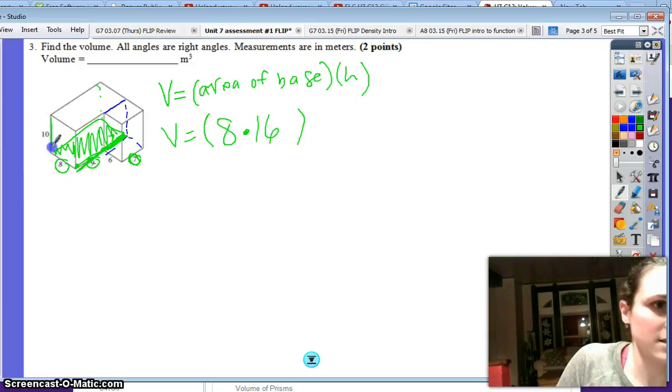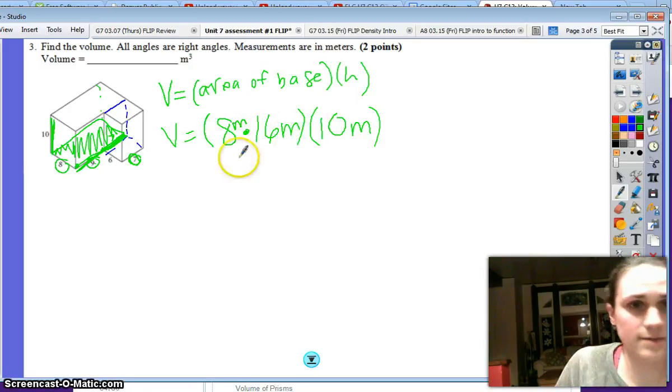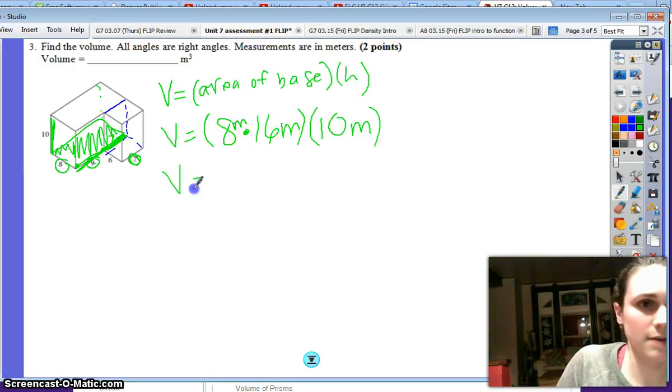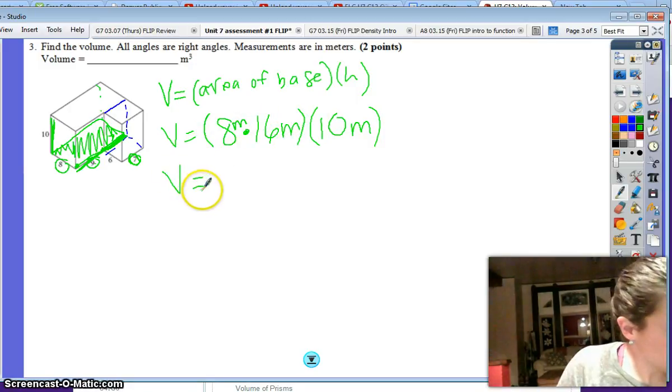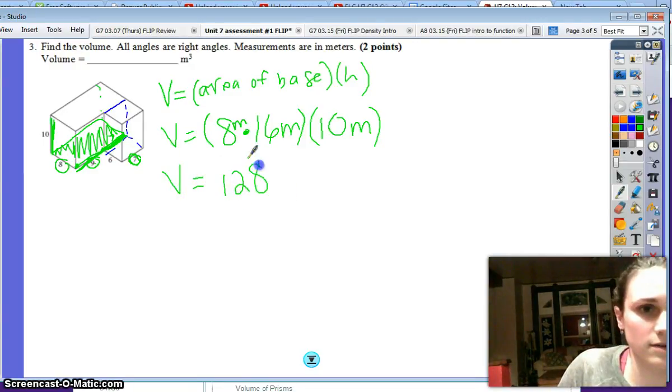The height of this rectangular prism is 10 meters. I'm doing a really bad job of including my units, but let's pretend that I put an M there, indicating that all of these measurements are in meters. Now we just multiply. 8 times 16, I can't do in my head, maybe you guys can. 128. Meters times meters is meters squared.